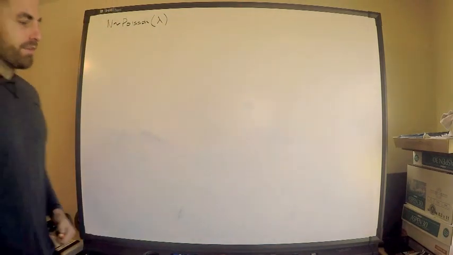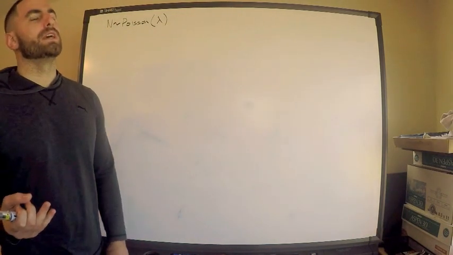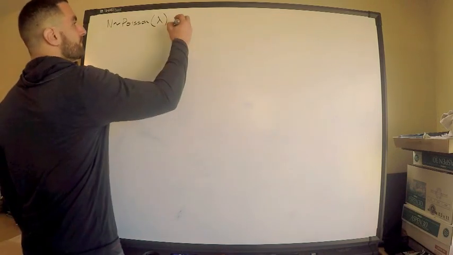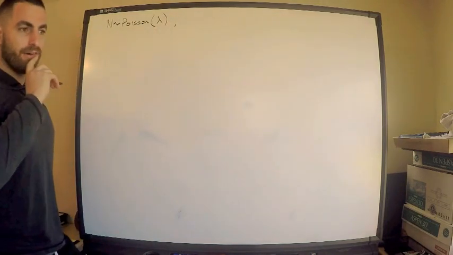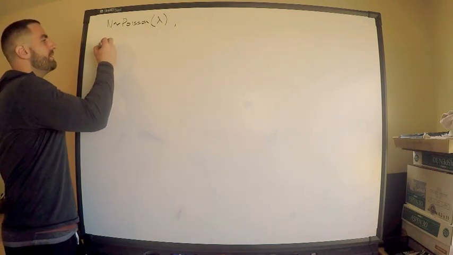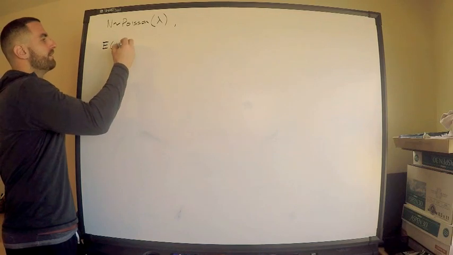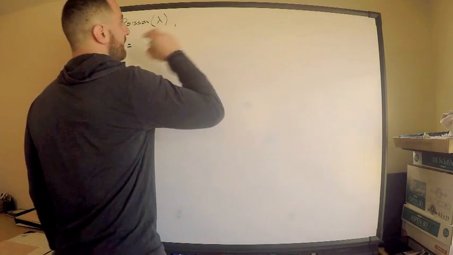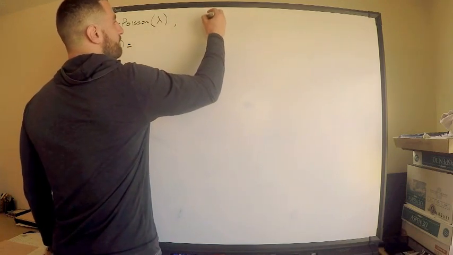And again, let's just go over the various things you need to know. The first one is the expected value, the mean, of the Poisson distribution. So what is E of N? Well, first of all, I should write down the PDF, the probability density function.